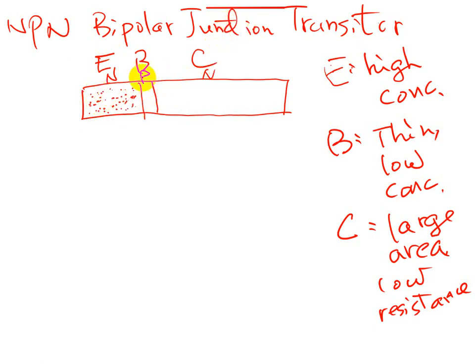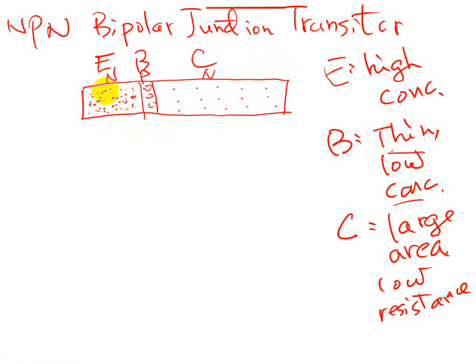For the base, the p-type, it is thin and low concentration, so only a few holes in this area. And for the collector, the concentration is not the point that we are really worried about, but it has a large area with low resistance.